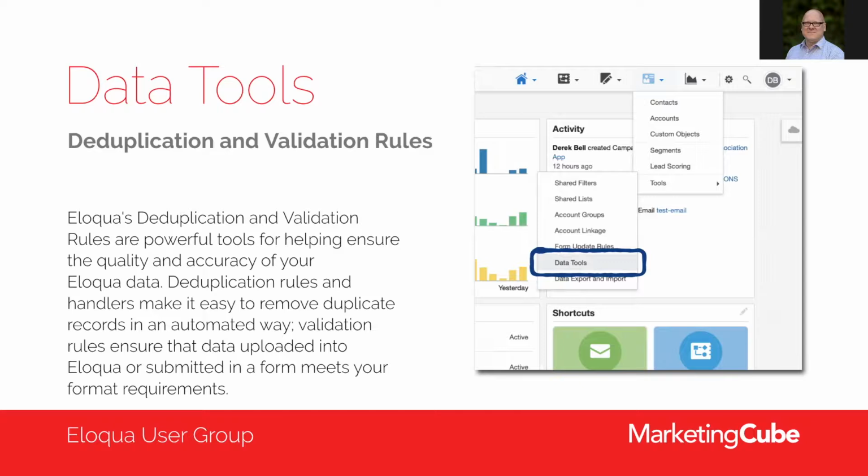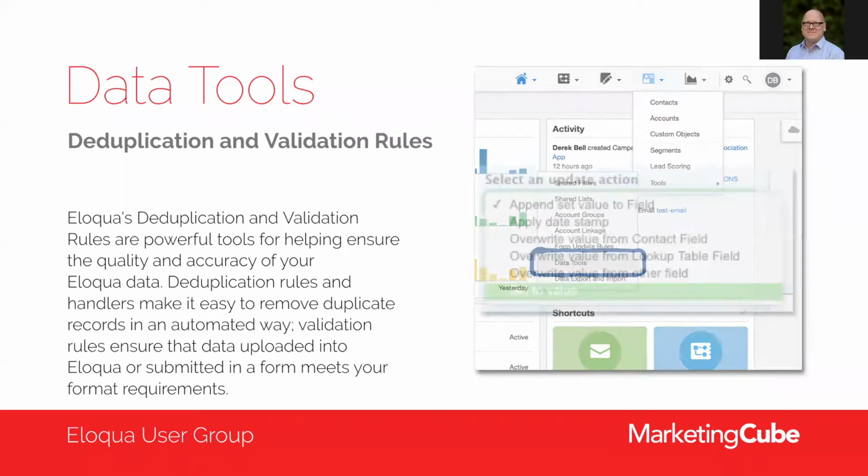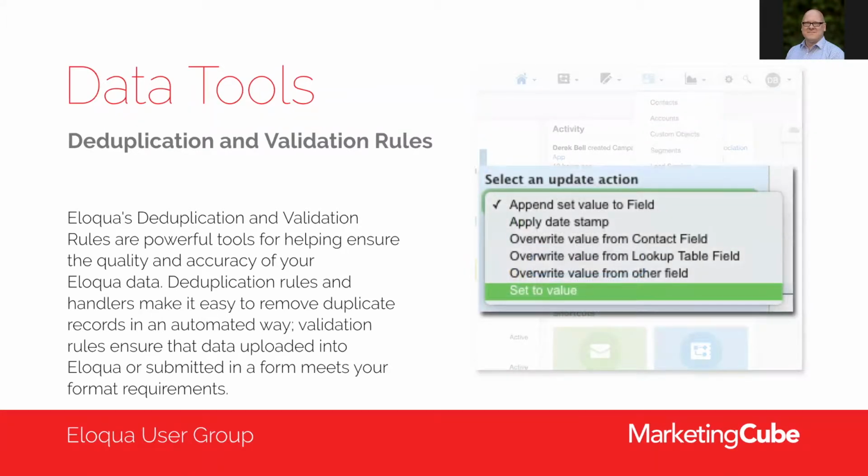We touched on this a little bit last month. We had an inquiry or a question from someone here in Sydney. And one of the things that we showed you there was some of the different types of rules that you can use within these validation rules. And so specifically here, it was about applying a date stamp. You could overwrite value from a contact field or from a lookup table, or overwrite it from some other field. Or if you need to just hardwire it, that is like set it to a value, then you've got that information as well. So you can see there's a number of update actions that can be performed there.